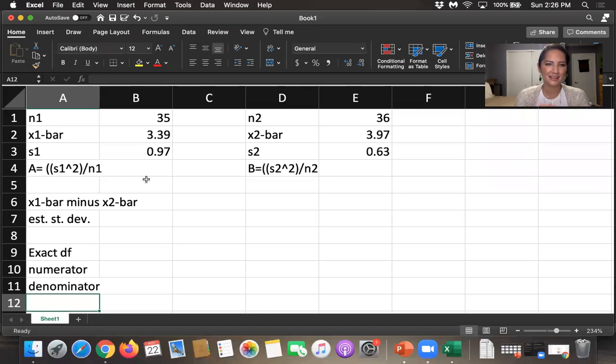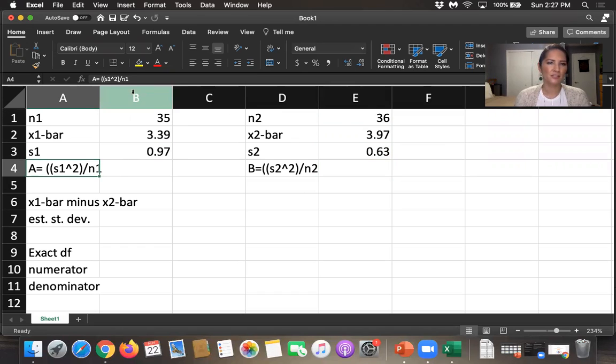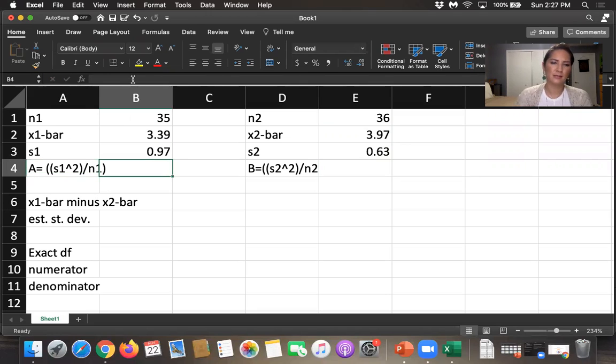Okay, so I'm in Excel and I've created a spreadsheet and I've included the summary statistics that I was given. I have the sample size, X sub 1 bar and S sub 1. I've got the sample size, X sub 2 bar and S sub 2. Now, I want to compute A and B, which is a good idea, because I need them for the estimated standard deviation formula as well as for the exact value of the number of degrees of freedom. I'll calculate those here.